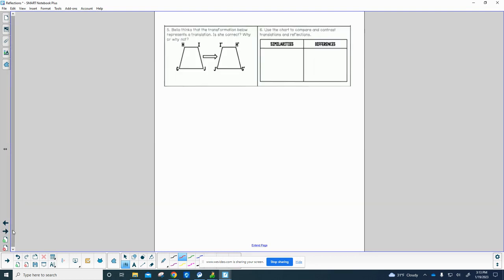All right, Bella thinks that the transformation below represents a translation. Is she correct? Why or why not? Well, if you look at the values, you've got an H here in the upper left-hand corner, but after this transformation, we end up with an I prime. That means that we've actually flipped this object over. So this is not a translation, it is a reflection.